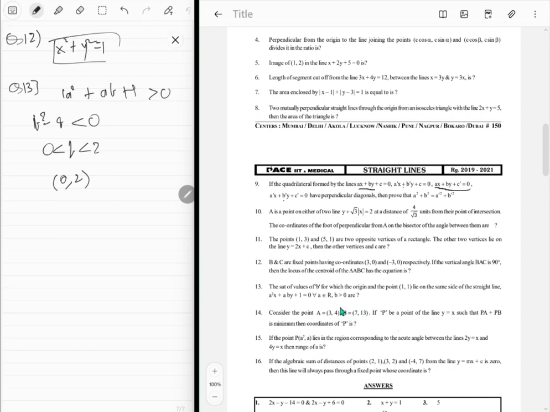Consider the point this and that. If p is the point on the line y equal to x such that pa plus pb is minimum. Actually, just graph this. Question 14.